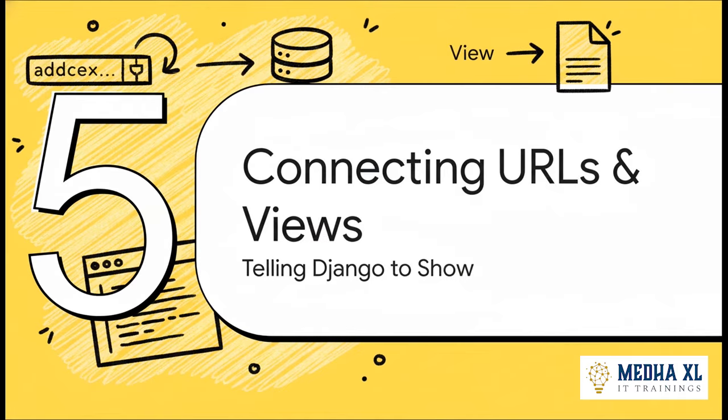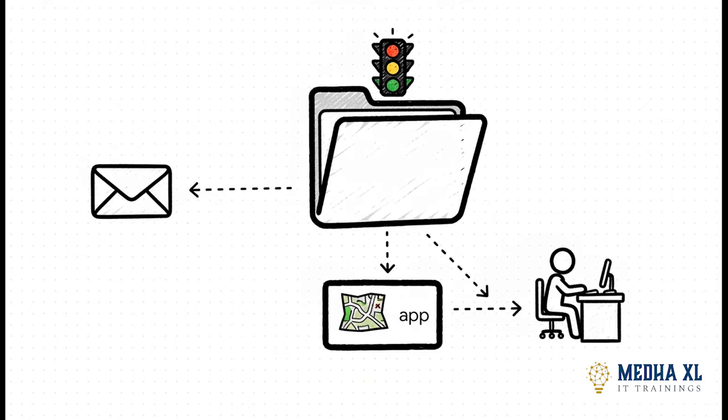Okay, so we have a project, we have an app inside it, and we have a view function. But there's a big missing piece, right? How do we tell Django that when a user goes to a specific URL on their browser, they should see the result of our specific function? Well, my friend, that is where URL routing comes in. Now, this part can be a little confusing for beginners, but it's actually a really brilliant system once you get it. The main project's urls.py file, think of it like a main switchboard operator or a traffic controller.